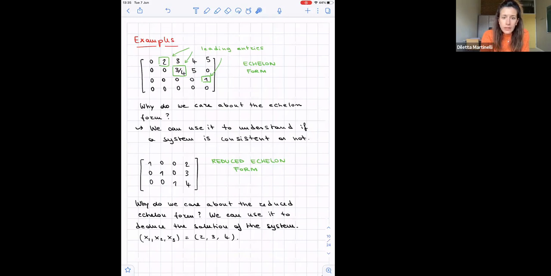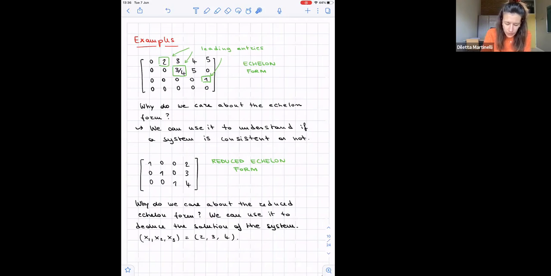In echelon form, it's not necessary to have a square matrix. No, it's not necessary. So even here we have this example, and this is a rectangular matrix. So it doesn't need to be a square matrix. And we can use this to understand if the system is consistent or not. When this form is used, so that's what I'm explaining now. So you want to use it to understand if the system is consistent or not.